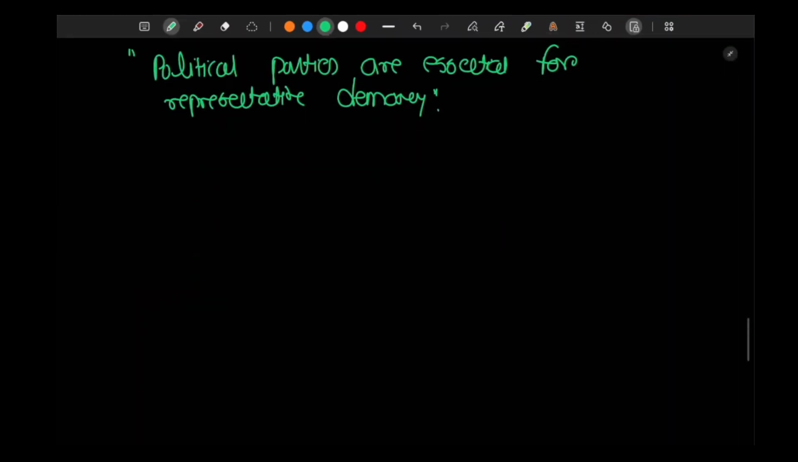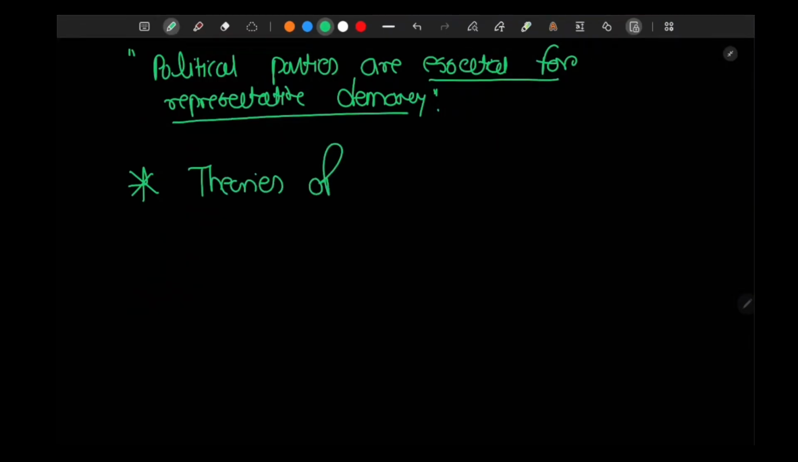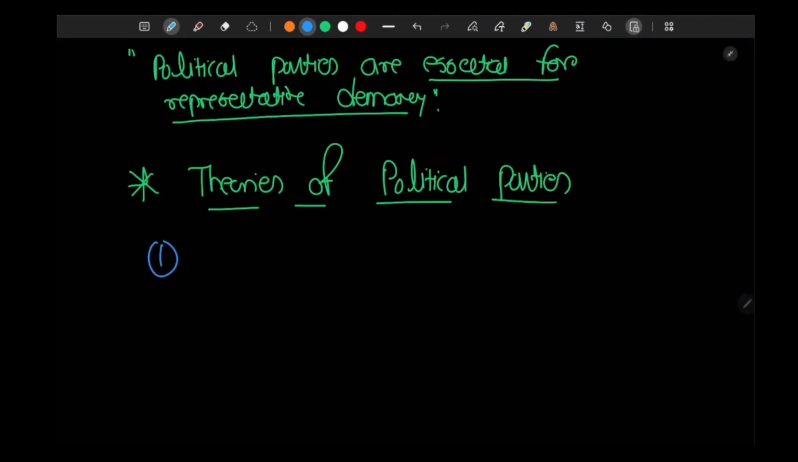The working of political parties has been explained by a lot of people, like Lenin. We have studied Robert Michels. These two people we have studied, and a lot of people we have yet to study. But in continuation of understanding political parties, which are essential for representative democracy, I will explain the theories of political parties. I will start with the theory we have already studied, Lenin's theory of the Communist Party.